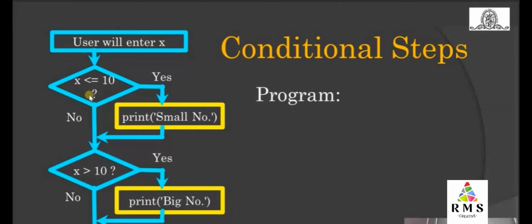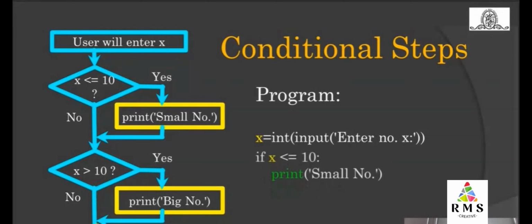Just assume we are asking a question: is x less than or equal to 10? If the answer is no, go to this point directly, so print small number will not be executed. Next question is, is x greater than 10? Again, if the answer is yes, we are going to print big number. If no, then we are going to directly move to this point and we will print done.